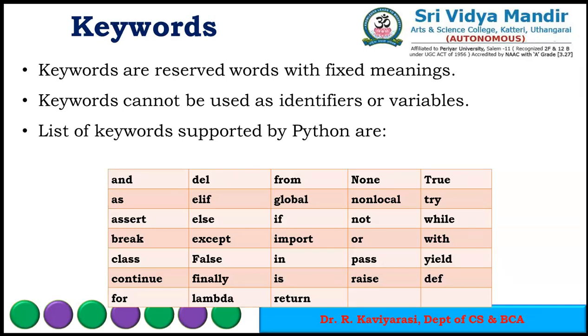The next token type is keywords. Keywords are reserved words. We cannot change the meaning of the keywords. They have fixed meanings. We cannot use a keyword as an identifier or variable in any program. The list of keywords is given here: and, as, assert, break, class, continue. These are the keywords that we are using in Python.